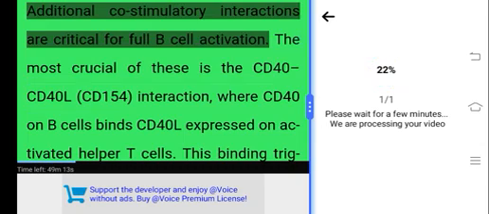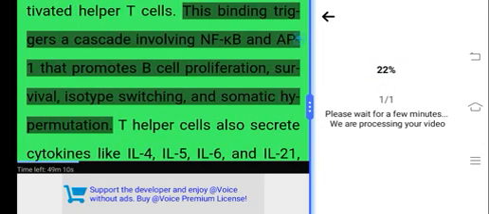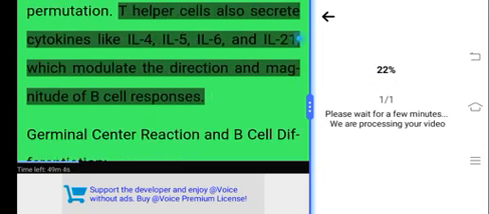Additional co-stimulatory interactions are critical for full B cell activation. The most crucial of these is the CD40-CD40L (CD154) interaction, where CD40 on B cells binds CD40L expressed on activated helper T cells. This binding triggers a cascade involving NF-kappa B and AP1 that promotes B cell proliferation, survival, isotype switching, and somatic hypermutation. T helper cells also secrete cytokines like IL-4, IL-5, IL-6, and IL-21, which modulate the direction and magnitude of B cell responses.